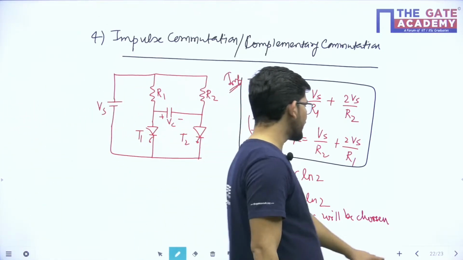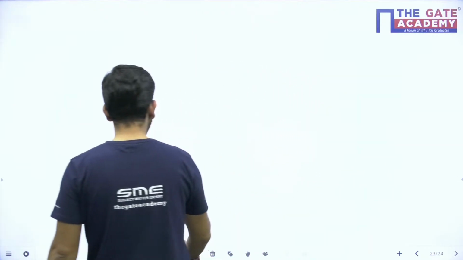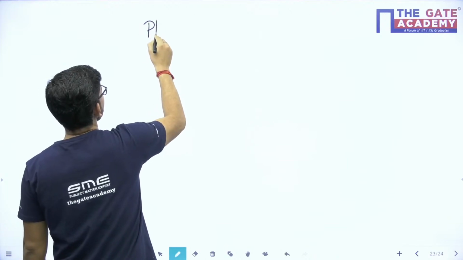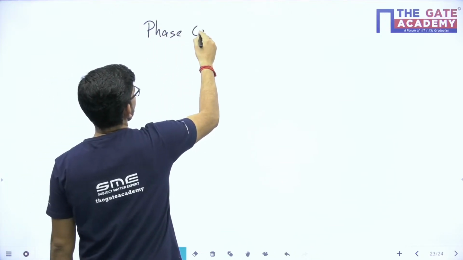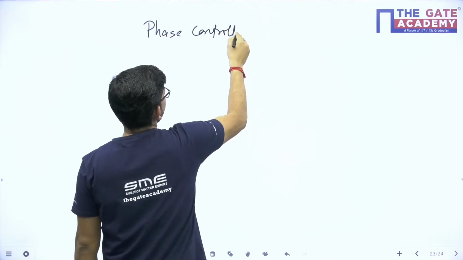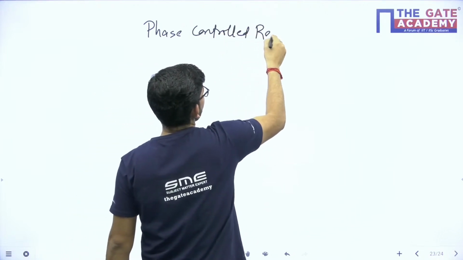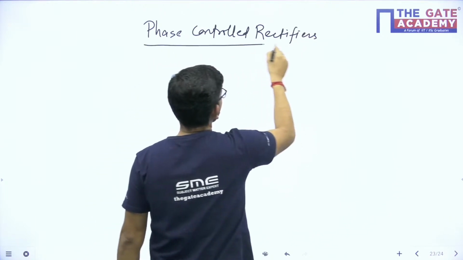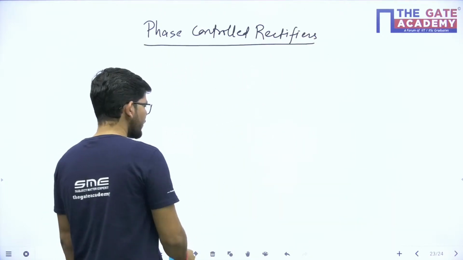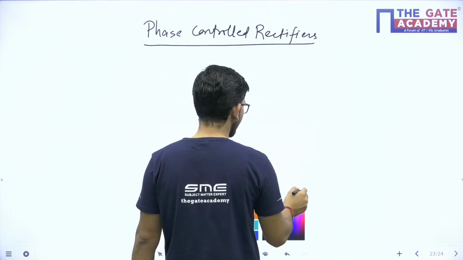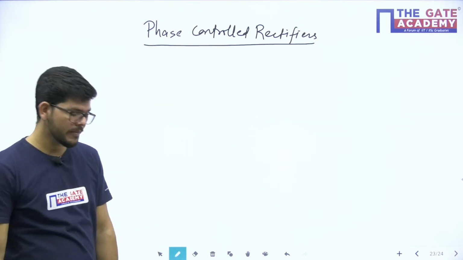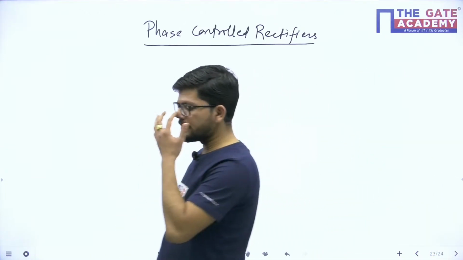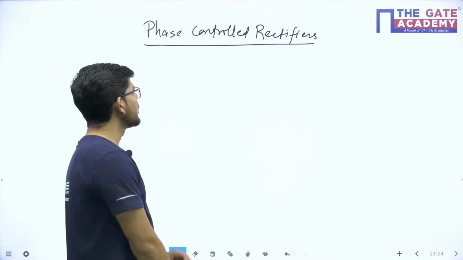After chapter number 1, we will move towards chapter number 2, which is phase controlled rectifiers. In a phase controlled rectifier, we have fixed AC and we will convert that fixed AC into variable DC.